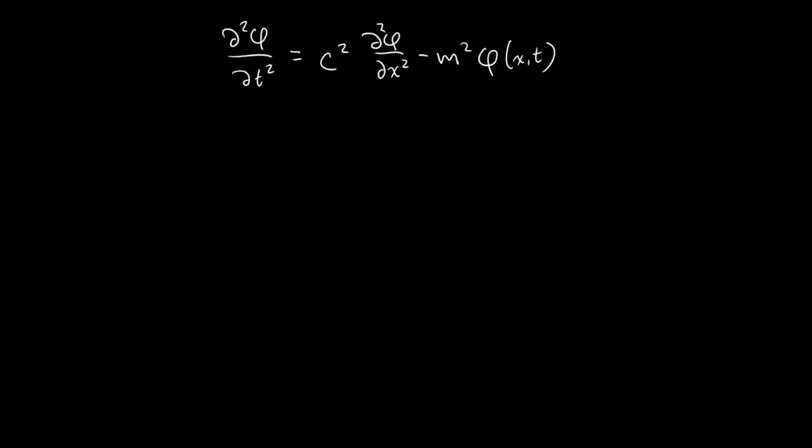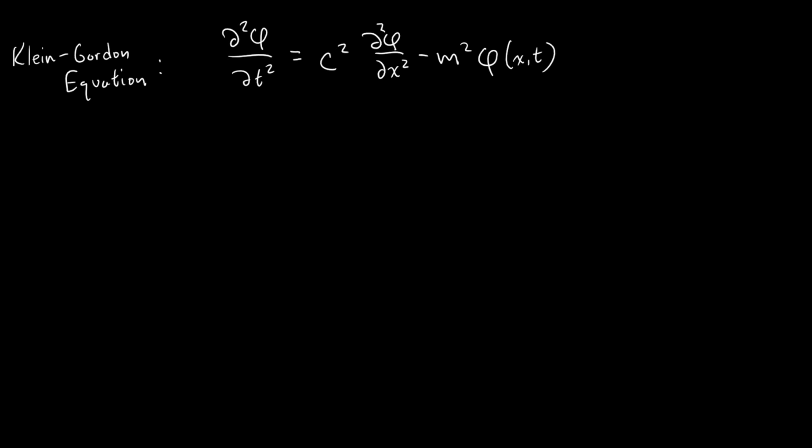This is all linear in phi. I just have this extra term with some constant. In general, this is known as the Klein-Gordon equation, and it essentially describes a very similar thing to the wave equation, but with some quote-unquote mass term.